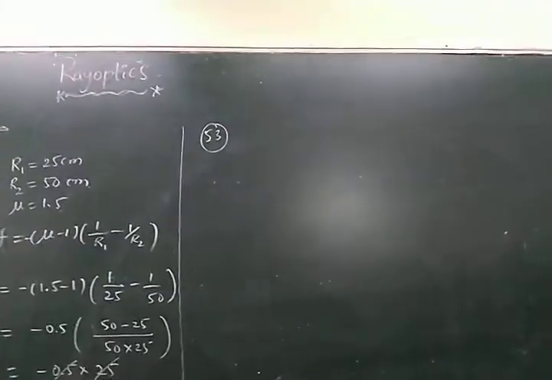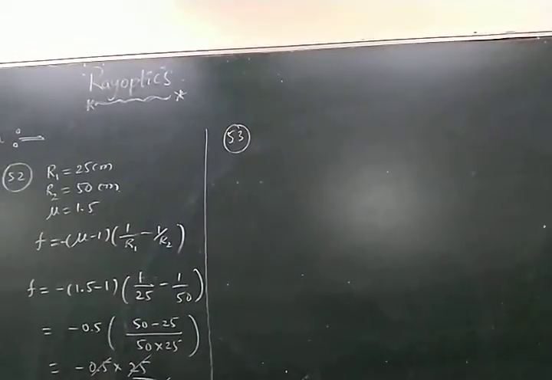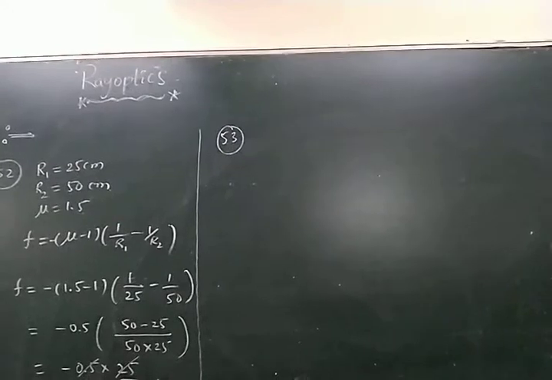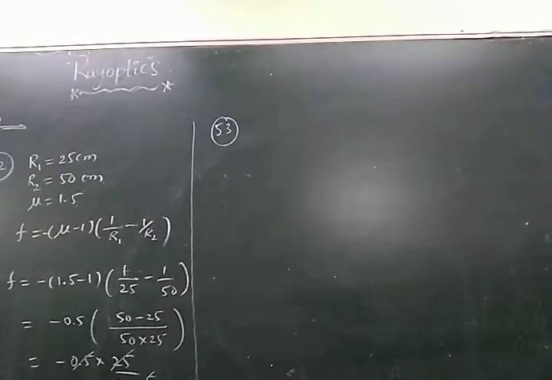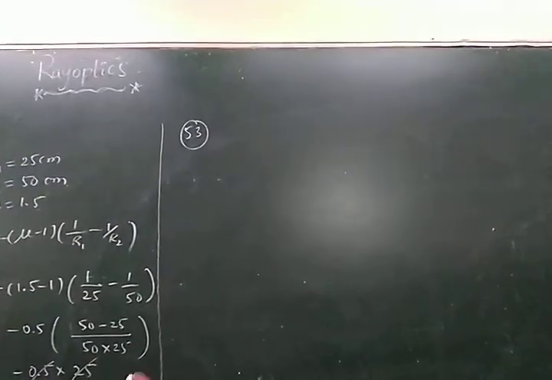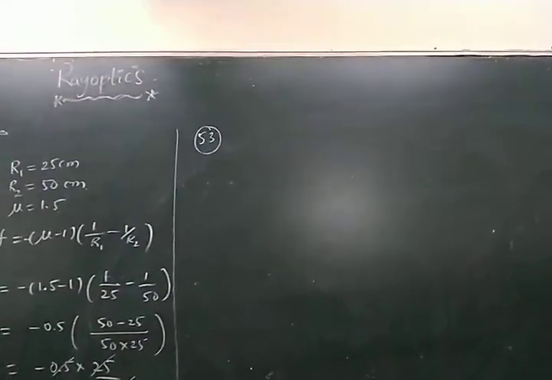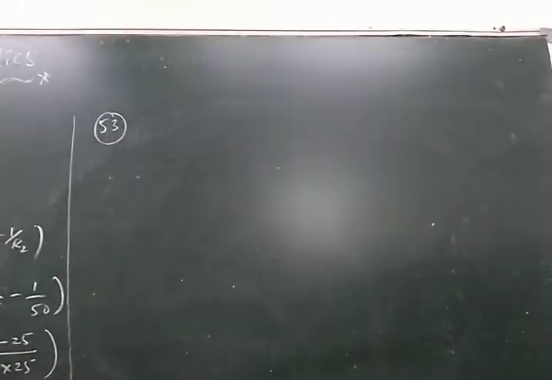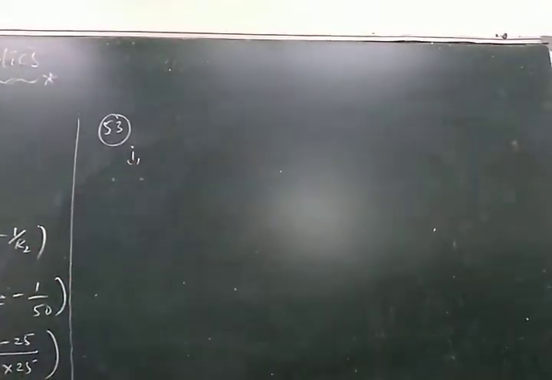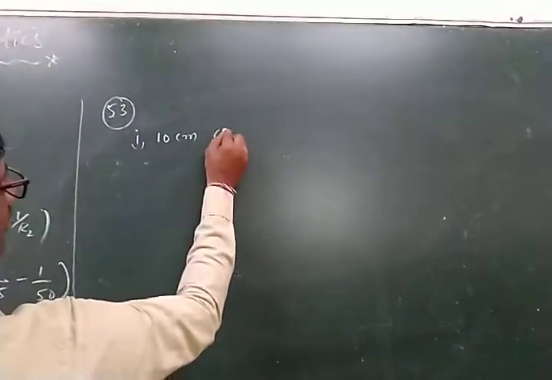See question number 53. Four lenses are made of glass, and the radius of curvature of each face is given below. Which will have the greater focal power? The power of a lens depends on whether it is convex or concave. The first one is given as 10 centimeters, convex.